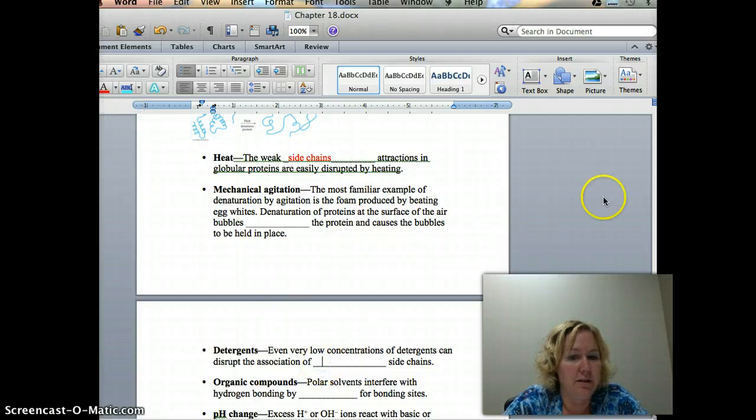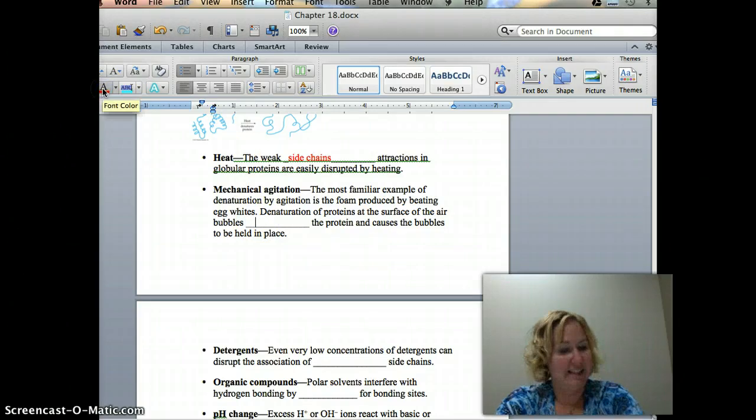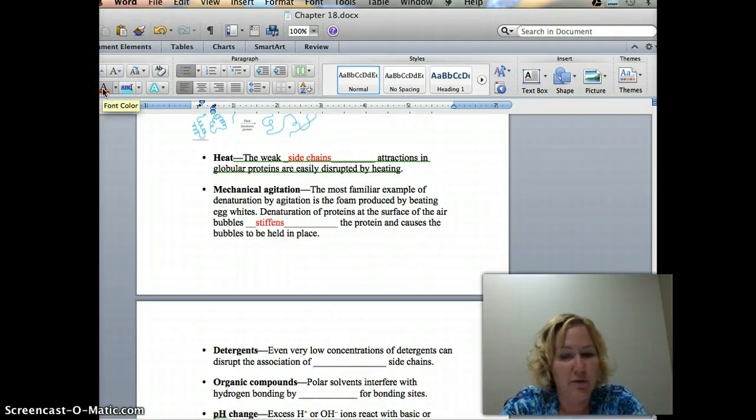The second way, mechanical agitation. You can froth it. If you've ever whipped egg whites and made a froth, you're denaturing it. You're denaturing your egg whites. Denaturation of proteins at the surface of the air bubbles stiffens it up. If your mom has ever made you do this by hand, you whip and whip and whip, and finally it becomes stiff. You're denaturing the egg whites. That is another way to do it. You just beat it until it's stiff. And then once it's stiff, it can't go back.